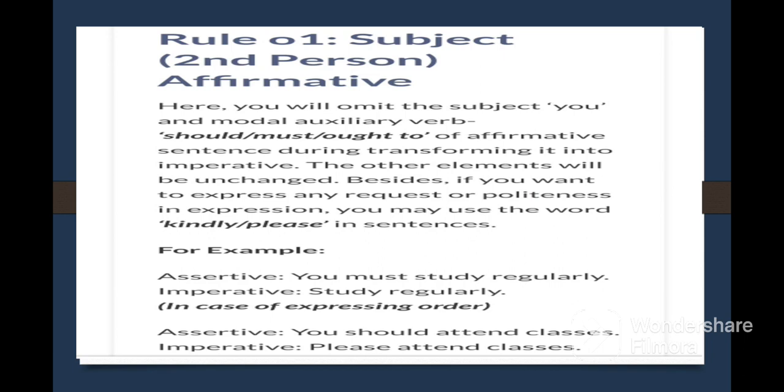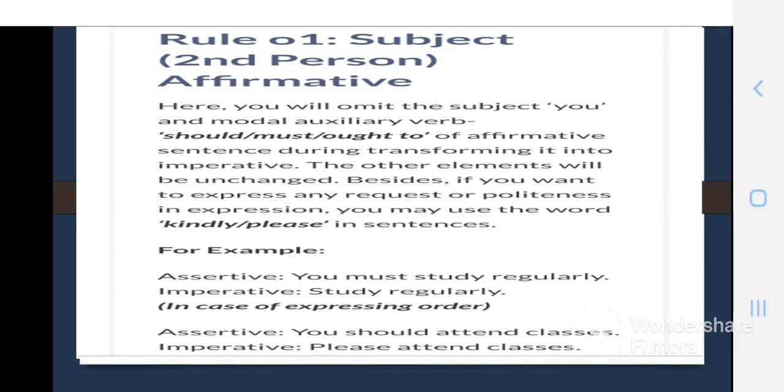Now let us see the rules for transforming assertive sentences into imperative sentences. Rule one: the subject is the second person. In the affirmative sentence, you will omit the subject you and the modal auxiliary verb, that is should, must or ought to, while transforming it into imperative. The other elements will be unchanged. Besides, if you want to express any request or politeness, you may use the word kindly or please in the sentence. That means in an assertive sentence, if you get modal auxiliaries like should, must, ought to, you will remove that, and not only that, you will remove you also.